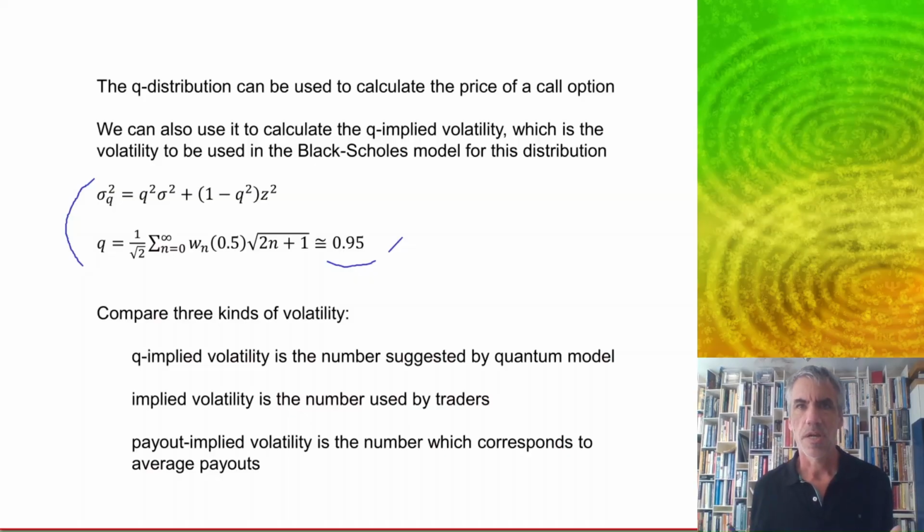Okay, so now we can compare three different kinds of volatility. We have the q-implied volatility, which is the number suggested by a quantum model. We have the normal implied volatility, which is the number used by traders. And then we have the payout-implied volatility, or you can call it the market-implied volatility, which is the number which corresponds to average payouts. That would be like if you just look at the data and ask what would be the right volatility to use so that the price of the option equals the expected payout.